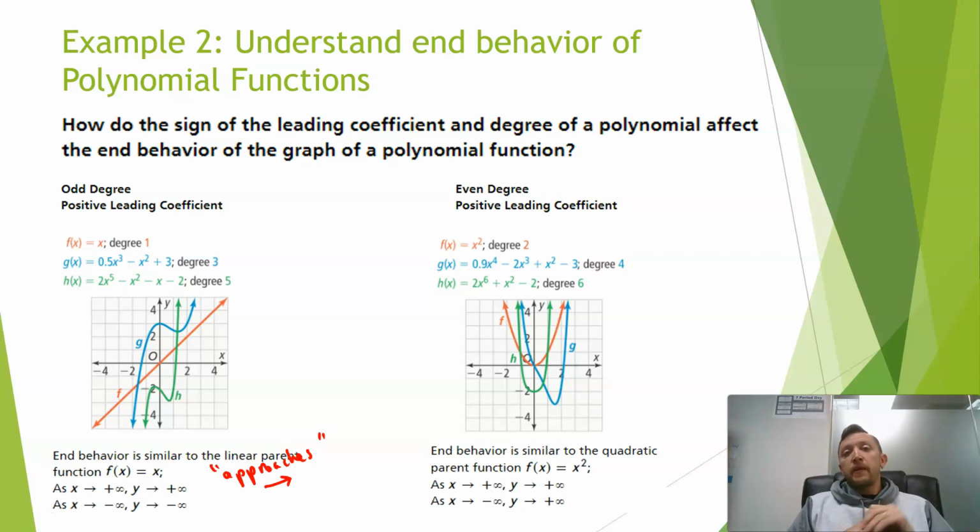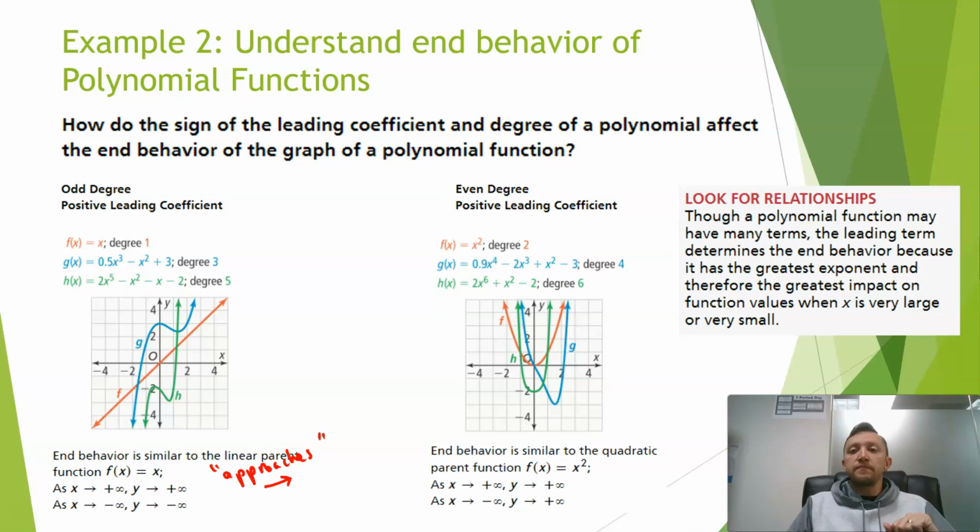See that? Look at the second set of graphs. The leading coefficient is positive, so the right side of the graph goes up, but the degree is even, so they both go the same direction. Okay, so maybe this is starting to click, maybe not. It's okay. Let's look at the next slide and see what happens when we have the leading coefficient being negative.